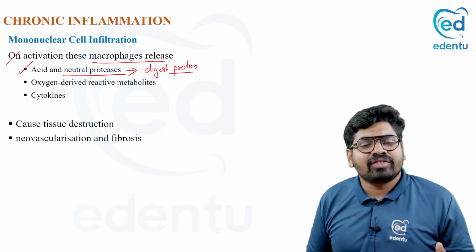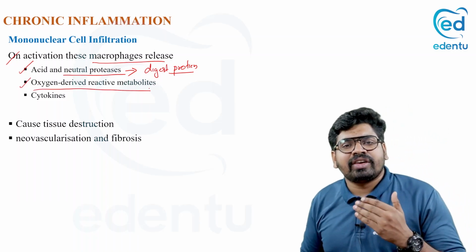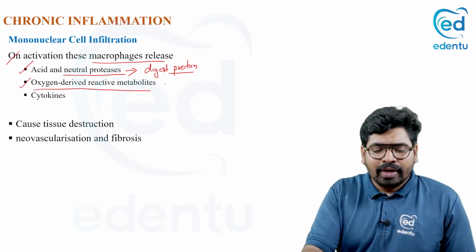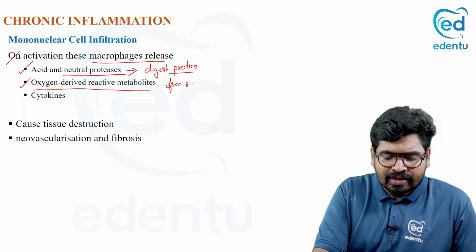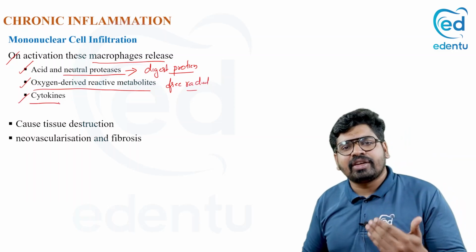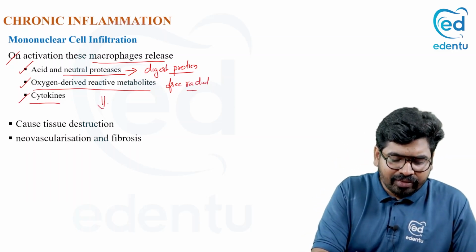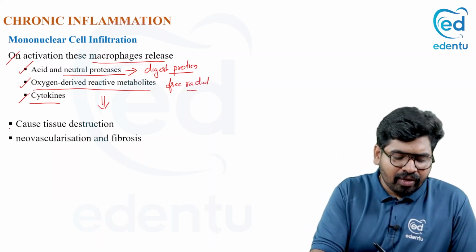Okay, all this destruction is done. They also produce free radicals, oxygen-related reactive metabolites. Also, they make cytokines. They release other cytokines or chemical mediators. Okay, now what do all these things do? They will cause tissue destruction.